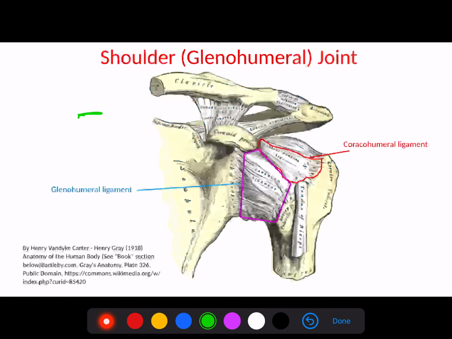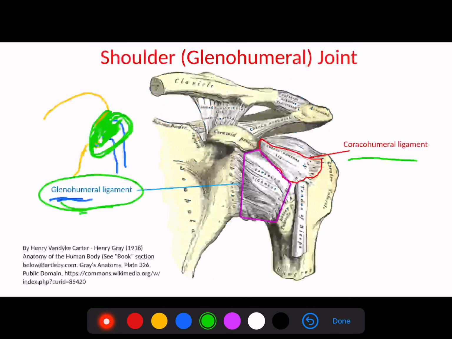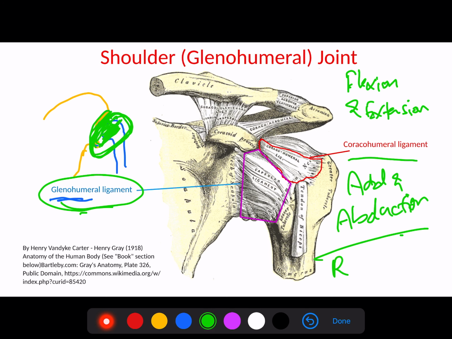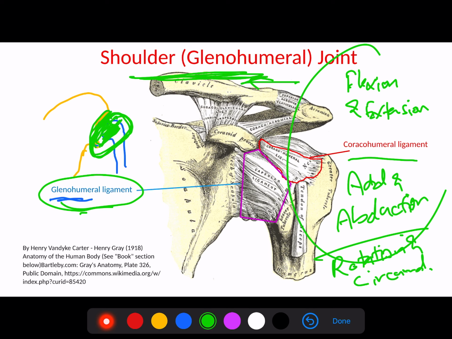Now we forgot something about the glenohumeral. We said this allows flexion, extension. Also, it allows adduction, abduction, and also it allows rotation and circumduction. So this allows all types of movement, the shoulder joint.